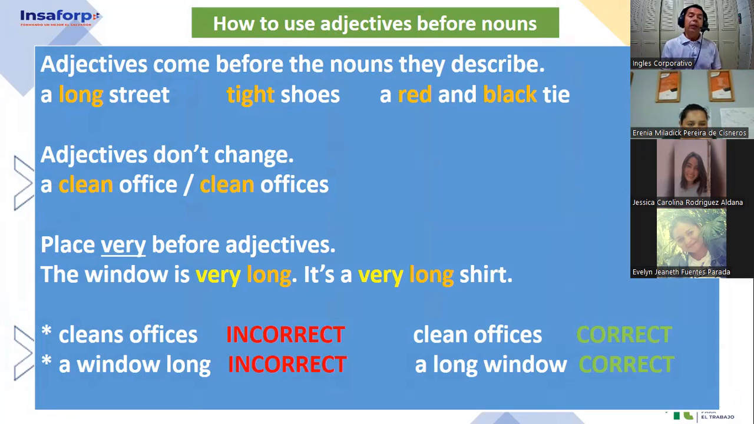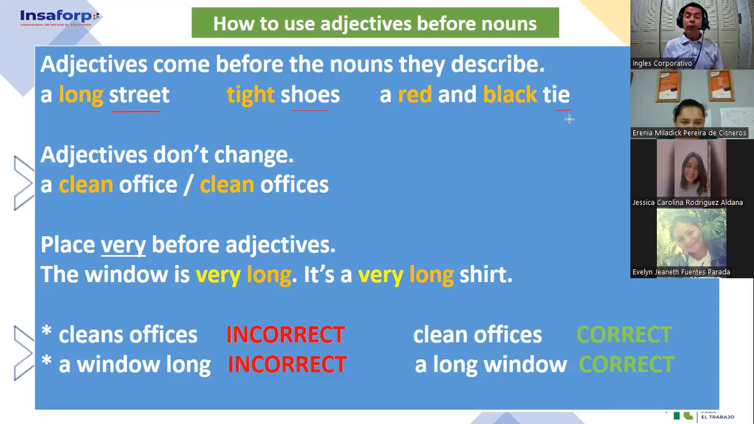Okay. Long street. A long street, right? Tight shoes. Zapatos apretados, right? Tight shoes. A red and black tie. Okay. Street is a noun. Shoes is a noun. Tie is a noun, right? So we say long, a long street.